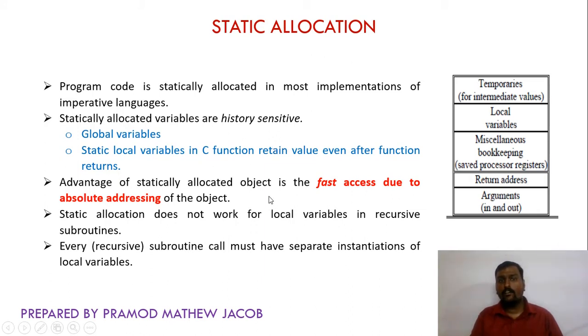The advantage of a statically allocated object is the fast access due to absolute addressing of the object. Absolute addressing means the exact location is specified in the instruction itself. So there is no need for the processor to do some sort of arithmetic to find out the memory location where the data is stored. That is the main advantage of static allocation. So the execution will be much faster.